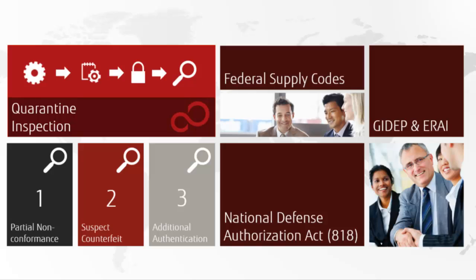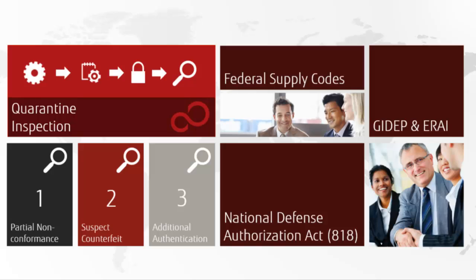The first step would be to quarantine this part. This would entail physically moving the part to a secure location where it can be further investigated. In our example, we will be utilizing a secure quarantine shelf. Once an item reaches a quarantine state, you will want to investigate the part to either clear the nonconformance or declare it as counterfeit. We will demonstrate the following three scenarios.